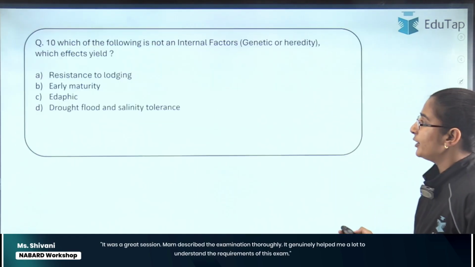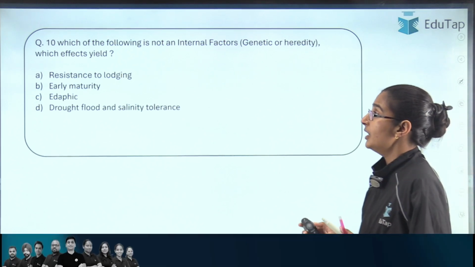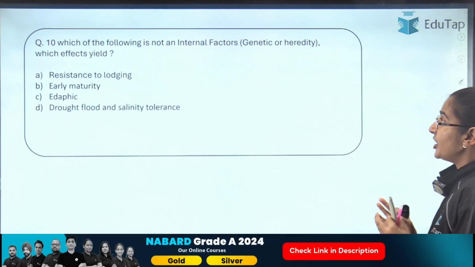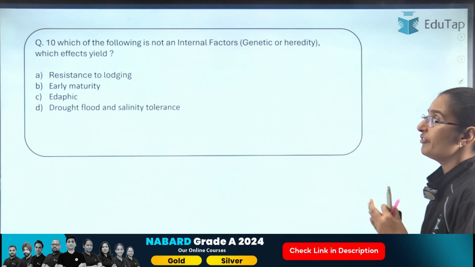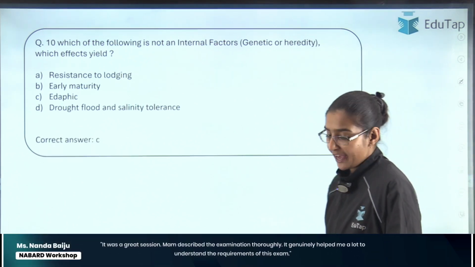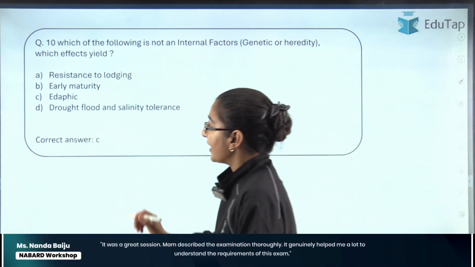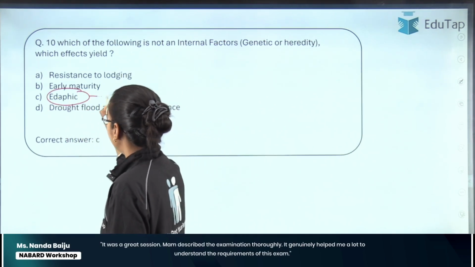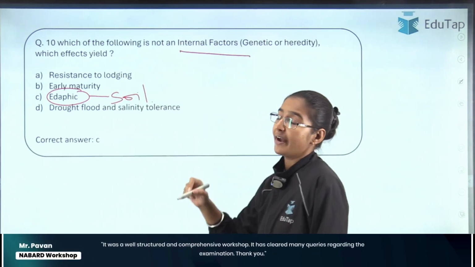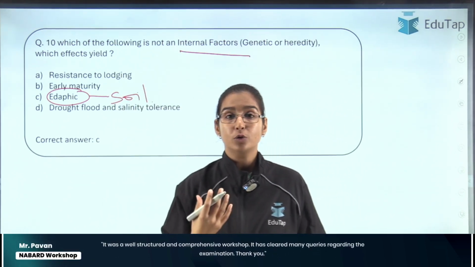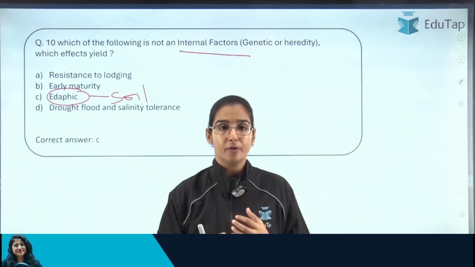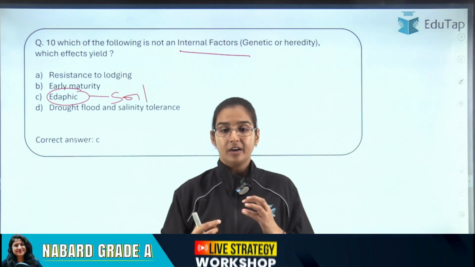Now let's move ahead to the next question. Which of the following is not an internal factor, or the genetic or hereditary factor, which affects the yield, right? So the correct answer here is option number C, edaphic. See, the edaphic factors are those factors which are related to the soil. Here we are asking about the internal factors. Internal factors means all those factors which are there in the genetic makeup of the plant itself, right?